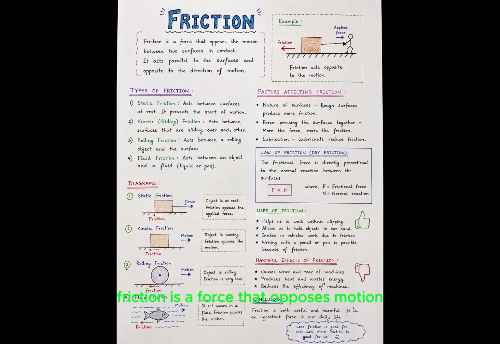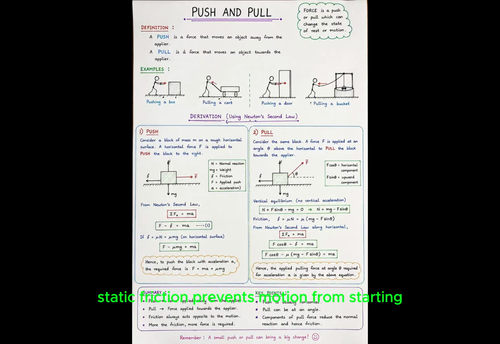Friction is a force that opposes motion between two surfaces in contact. It always acts opposite to the direction of motion. There are four main types of friction: static friction, kinetic friction, rolling friction, and fluid friction. Static friction prevents motion from starting, kinetic friction acts during sliding, rolling friction acts on rolling objects, and fluid friction acts in liquids and gases.